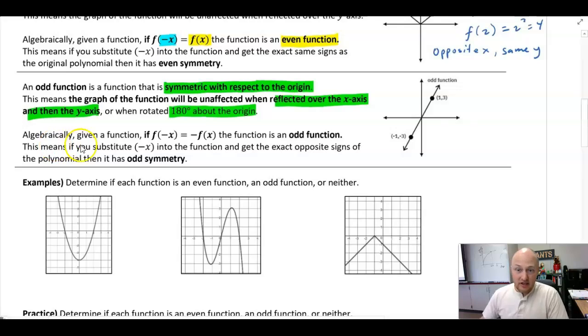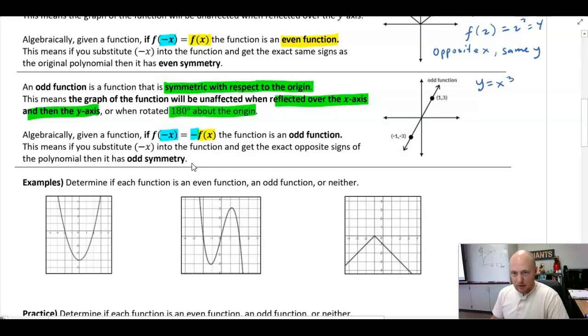Similarly, algebraically, given a function f, if I evaluate -x in my function and I get out -f of x, meaning if I plug in the opposite x value and I get the negative of the original function, then it's odd. This means that if you substitute in -x into the function and get the exact opposite signs of the polynomial, then it's odd symmetry.